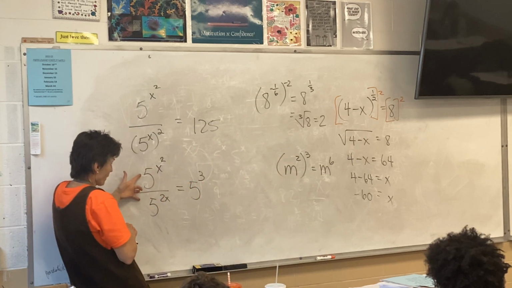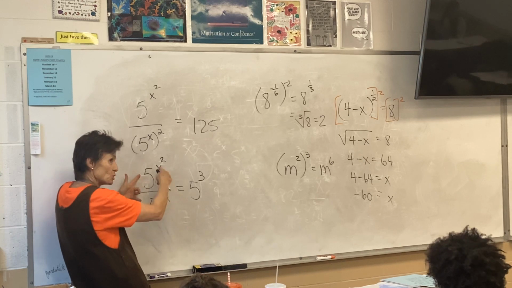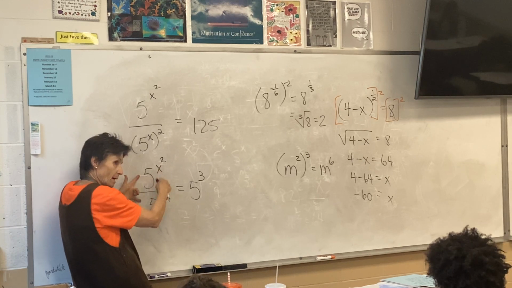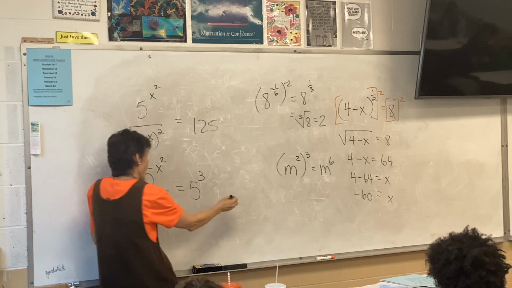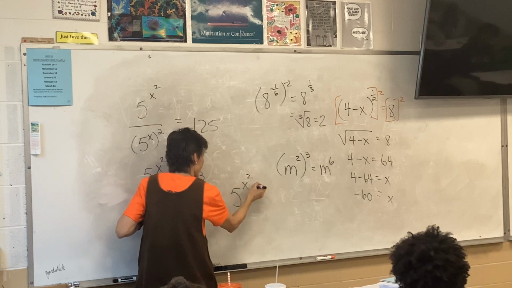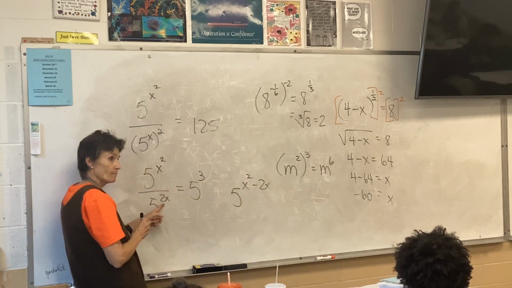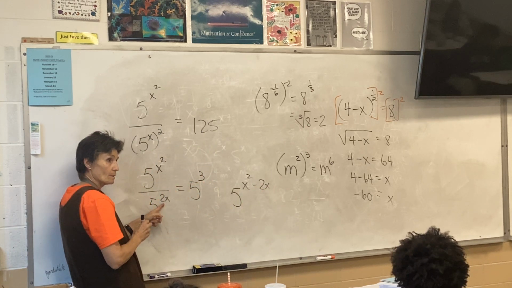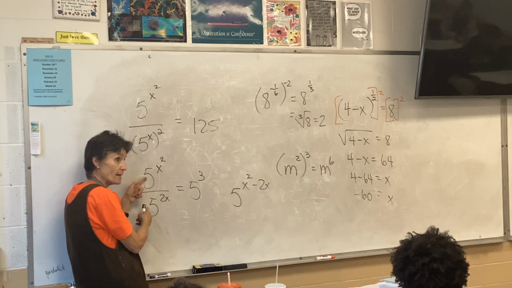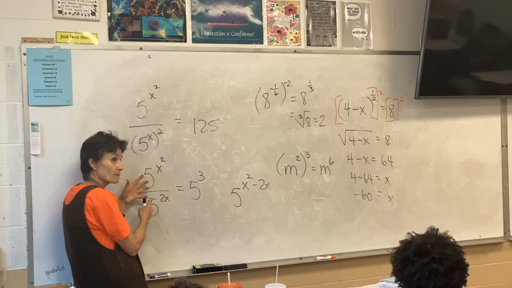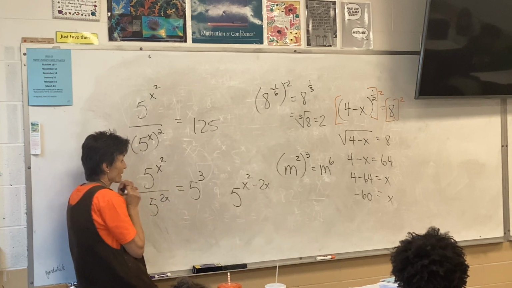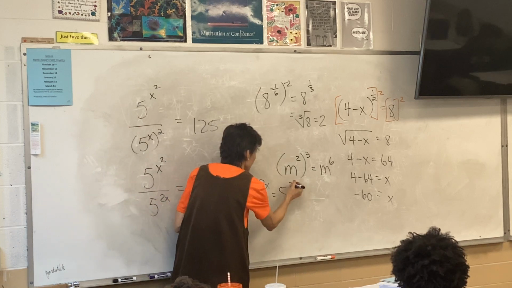Now, I want you to look right here. This is a division problem. So what's that gonna become? 5 to the x squared minus 2x. Does it make sense to you? I didn't cancel those, right? I kept the 5. Same thing with multiplication, it stays 5. That's x squared minus 2x equals 3. And that equals 5 cubed.